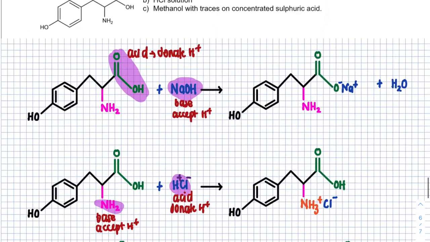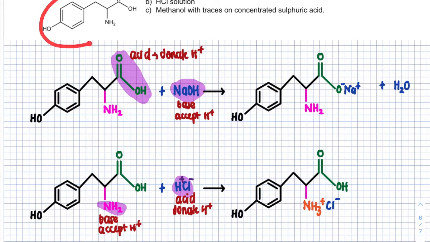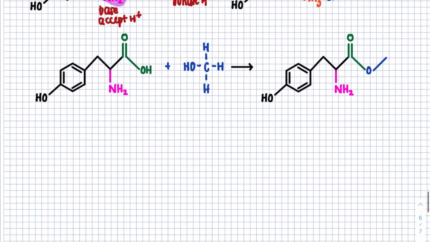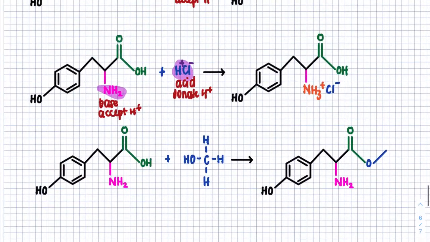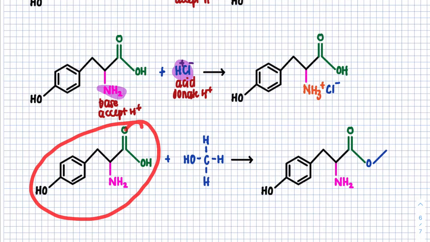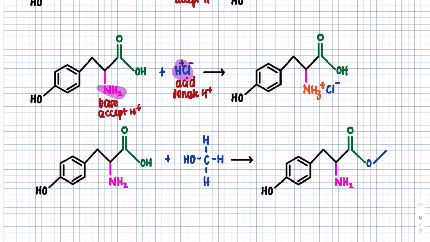And the last one is when we react our tyrosine with methanol with traces of concentrated sulfuric acid. Again, when our COOH reacts with our alcohol, we form an ester. Ester formation removes H2O. The question is repetitive, right? So this is our tyrosine. Methanol means we have 1 carbon. Remember, carbon needs 4 bonds: 1, 2, 3, 4.